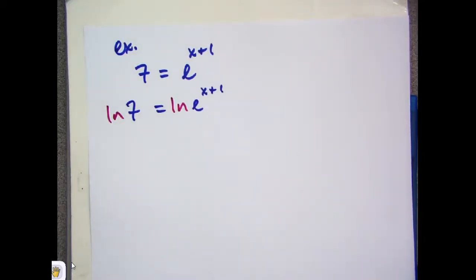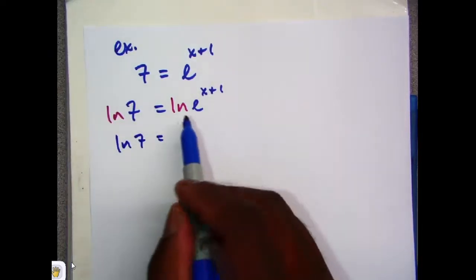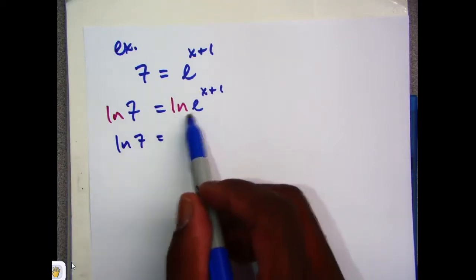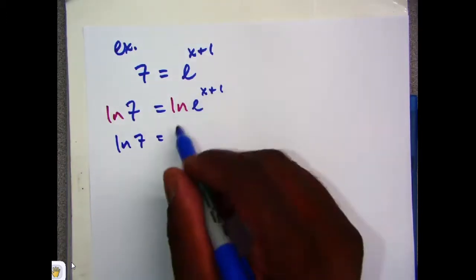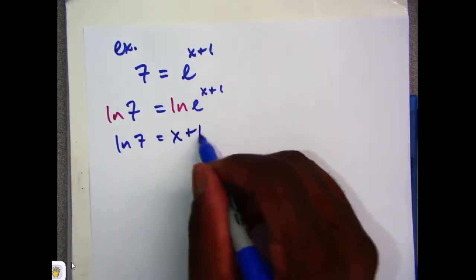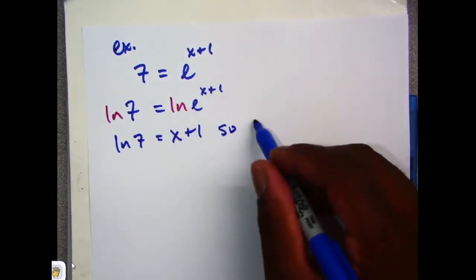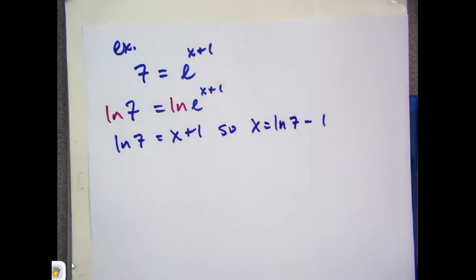What do you mean by get rid of the e? Well, the reason the get rid of it part works is because natural log and e are inverses of each other, so they undo. So the natural log of e to the x plus 1 is x plus 1. So x is equal to natural log of 7 minus 1.